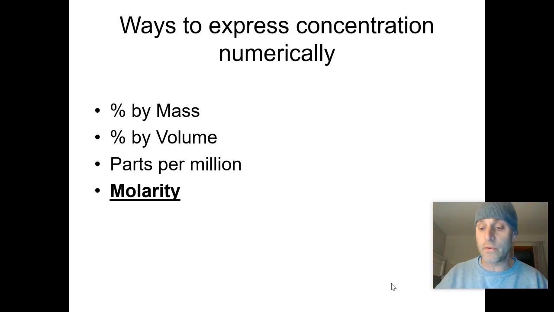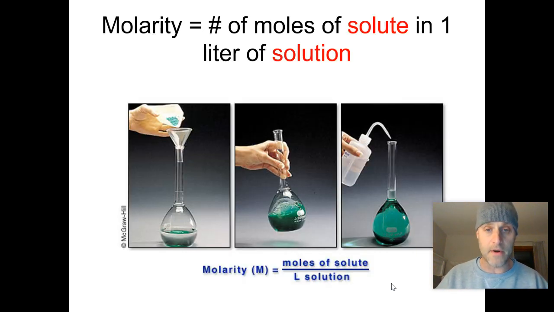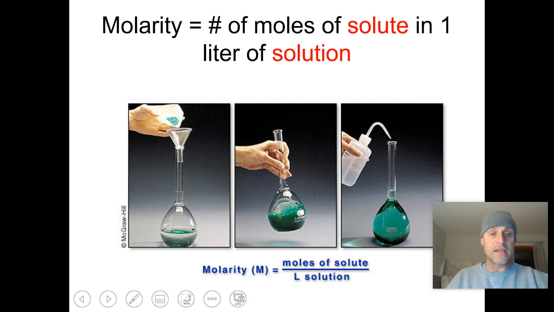This is something in chemistry we use all the time. It's a big deal. Molarity matters. What is molarity? Here it is. Molarity is the number of moles of solute in 1 liter of solution. So remember, solute is the thing that gets dissolved. So in this picture here, it's the green stuff. I'm going to assume this is some kind of copper, probably copper nitrate, being dropped into a dissolver. That's the solvent. This is the solute.